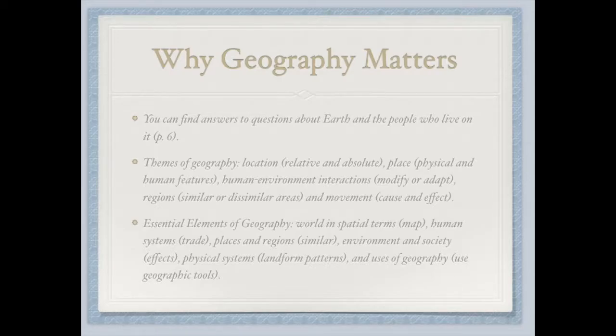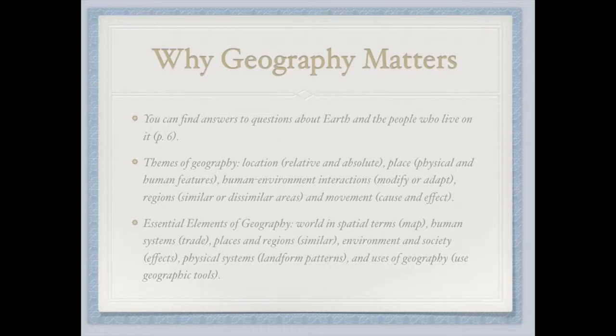Place is where you describe the physical and human features. So if you describe the physical features of Miles City, you would talk about the rivers and the kind of climate. If you describe the human features, you would talk about the buildings we built and the roads. Human environment interactions, that's where you can modify or adapt to the environment. So modify means that we change the environment. Adapt means that we adapt to it.